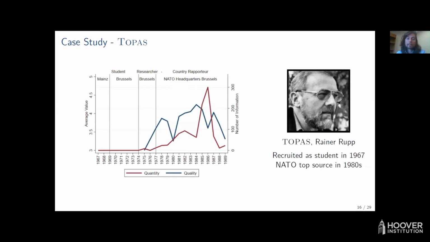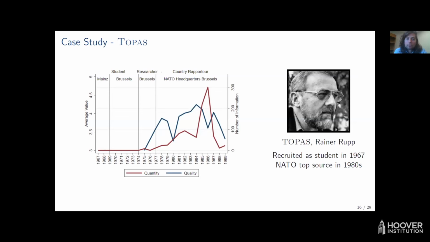And we have one particular case study that shows exactly this pattern. So this is Topaz. I told you about him before. And Topaz was recruited as a student in 1967. So at that time, he was still in West Germany. And so this is kind of the first year you see in the graph on the left. And then for the 7 years where Topaz was a student, he didn't provide any information, which you see in the red line, but he was already being paid and trained by the Stasi.